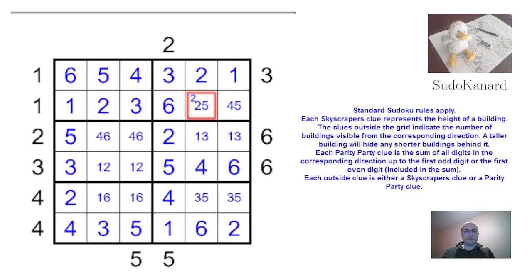5, 2, 5, 4, and all of this resolves. If we use Parity Party, then this has only one option. Can it be a skyscraper? If this is skyscrapers, then I must remove this 5, which means that in both cases I must remove the 5. Does one work for skyscrapers? Yes, if I put a 5 here.